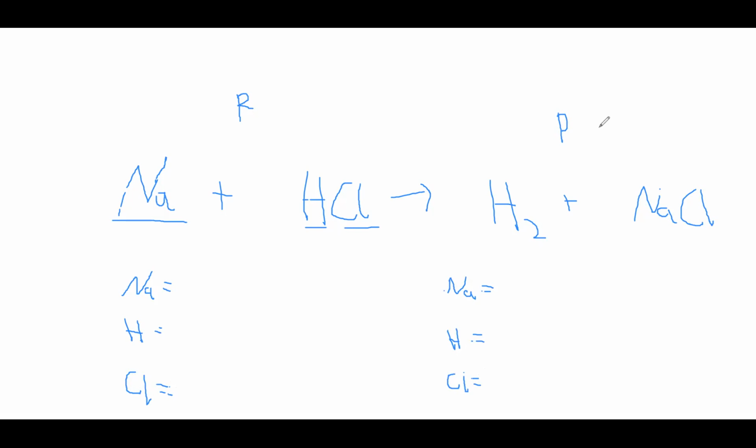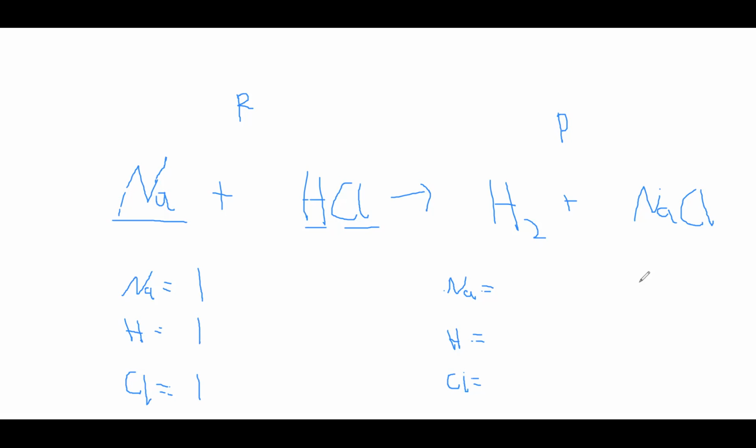All right, so just like before, we're going to start off by going through and counting. So how many Na's do we have in the reactants? Is it one? Just the one Na. And then how many H's do we have in the reactants? One. Also correct. And then how many Cl's do we have in the reactants? One as well. So we got one of each, one Na, one H, one Cl.